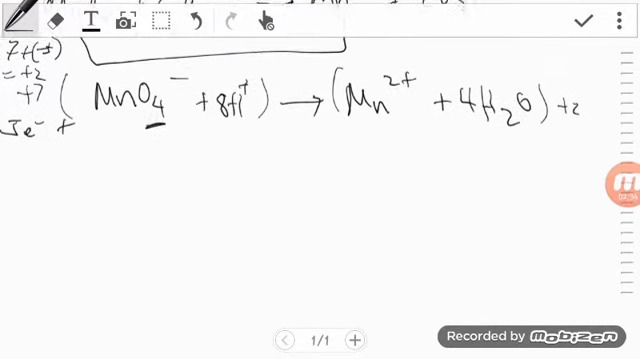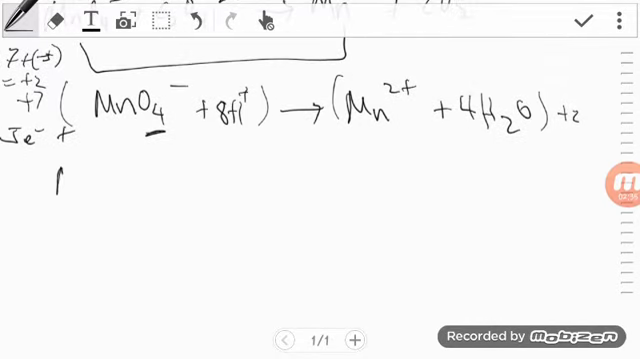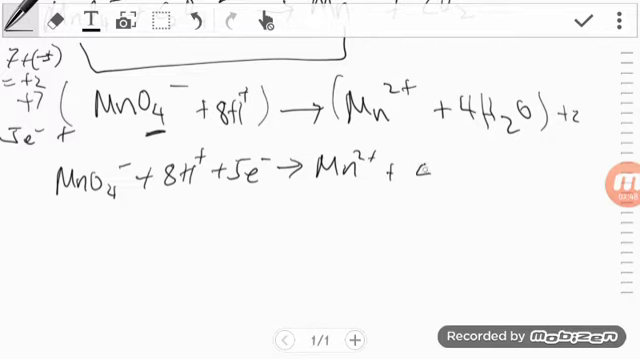the other side. So writing it again would be the 5 electrons and 2 plus 4 H2O. So this one is the reduction reaction.